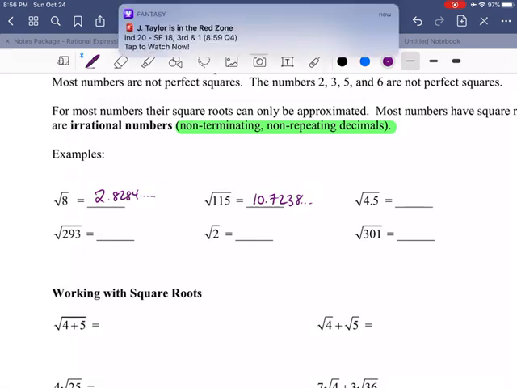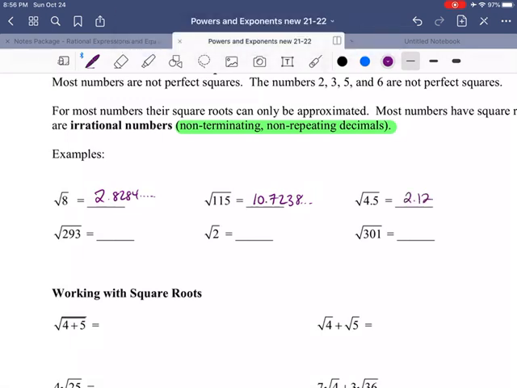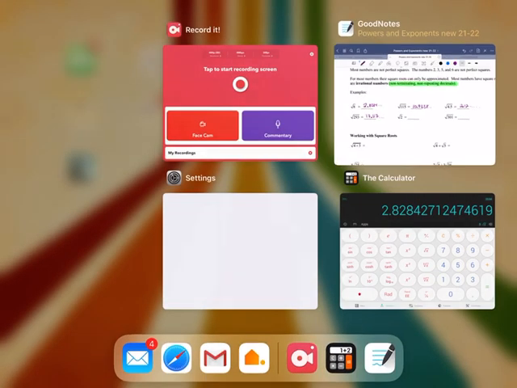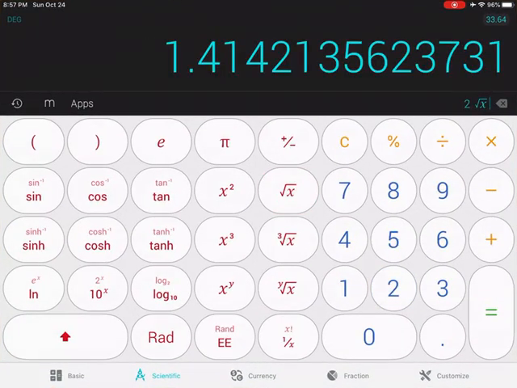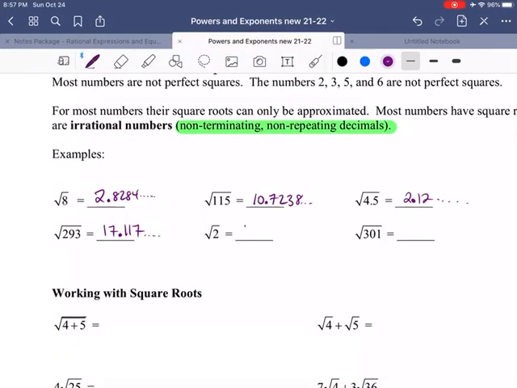So for 4.5, the square root is 2.12. It keeps going. 293 is 17.117. Now while I'm doing these, I would encourage you to pause the video and try these on your calculator. So the root of 2 is 1.41421, etc., etc. And the root of 301 is going to be 17.349, etc.